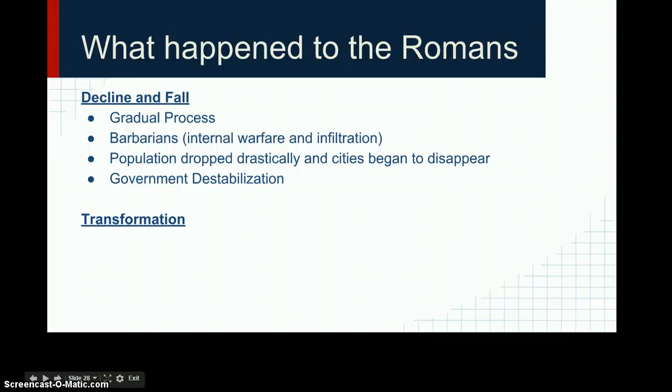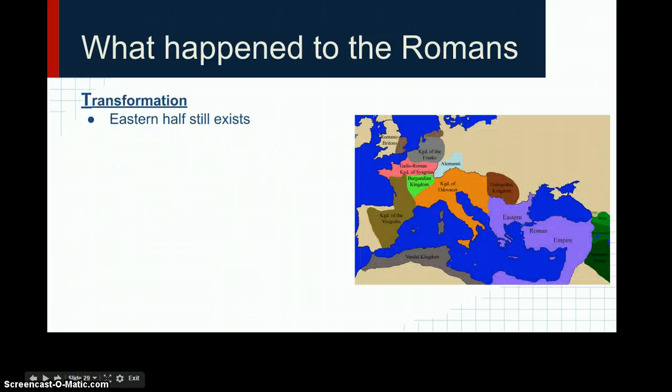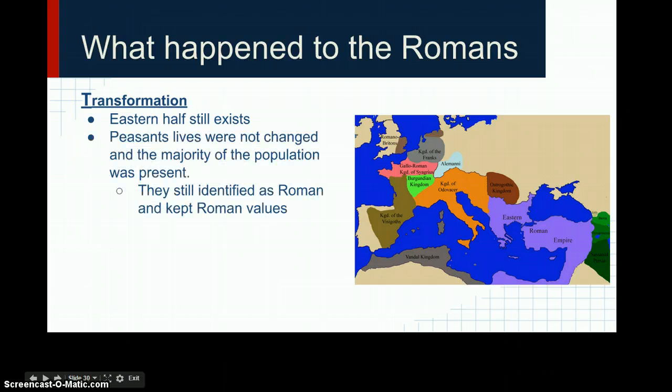The other argument was the transformation argument. The argument says that the term decline and fall doesn't quite describe what happened. They don't think Rome fell, but was rather transformed into something different, but still Roman. One main point of the argument is the fact that the entire eastern half of the empire still exists. How can an empire have fallen if half of it still exists? Also, it says if an empire has fallen, the lives of the people must have changed drastically, but really 90% of the population was peasants, and their lives didn't change at all.